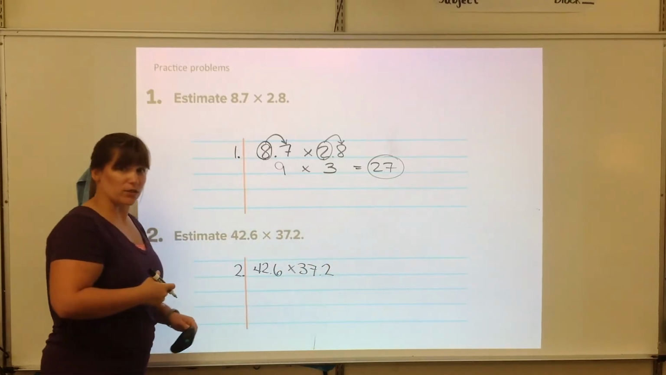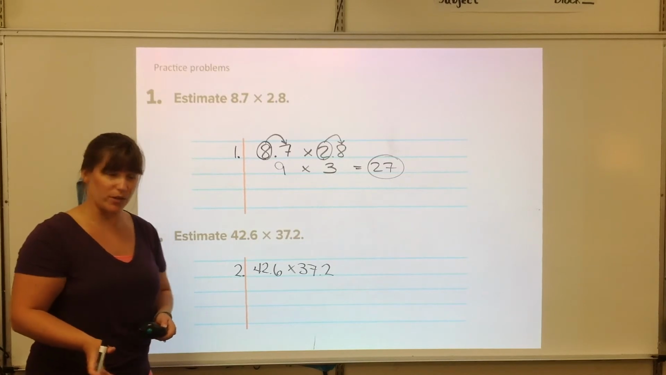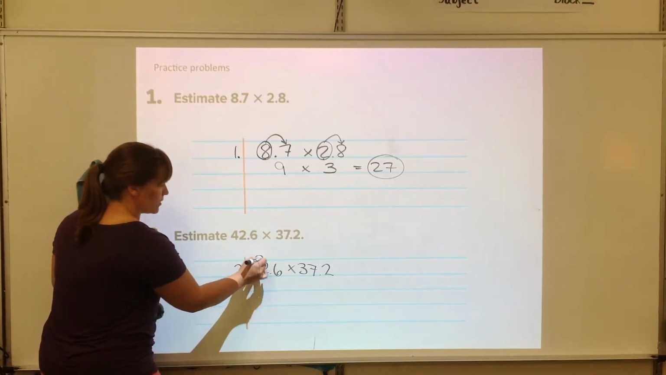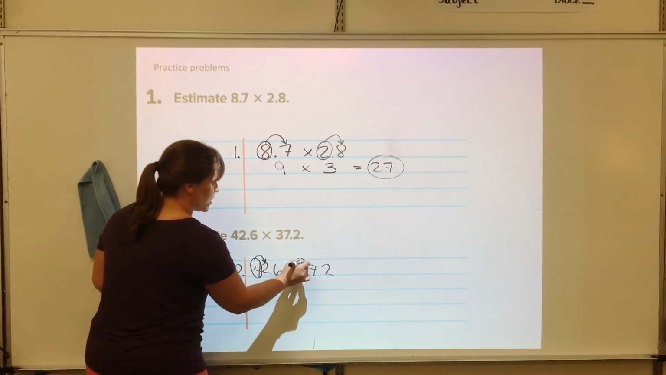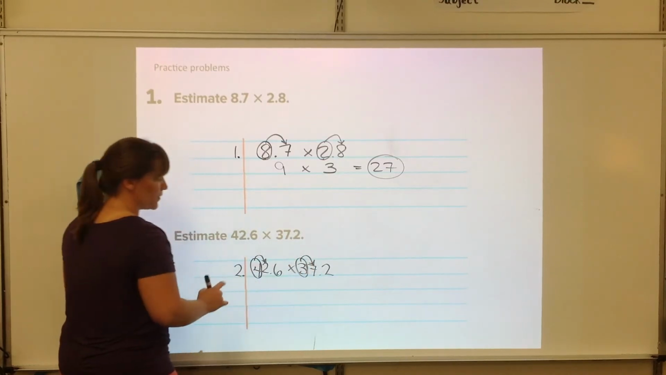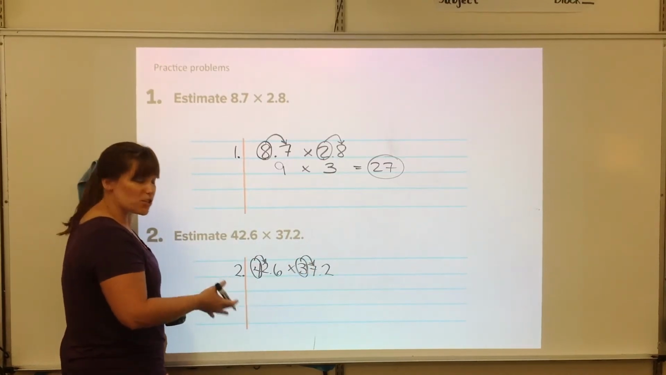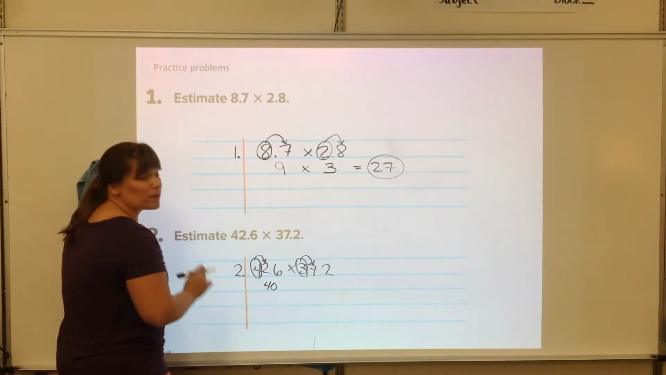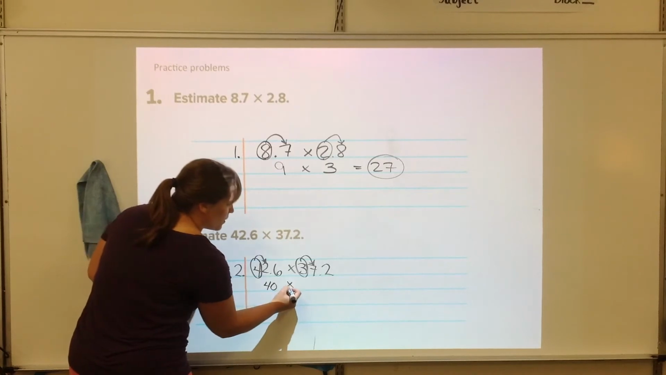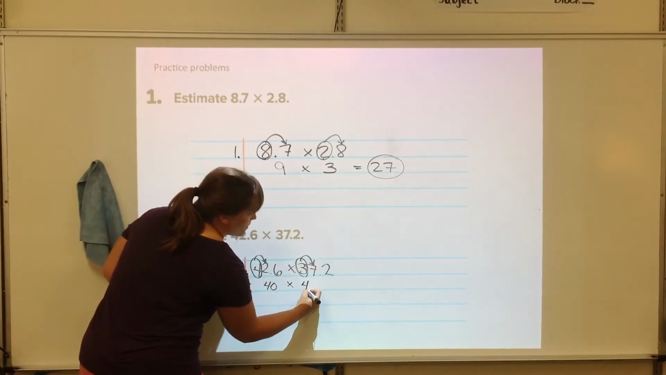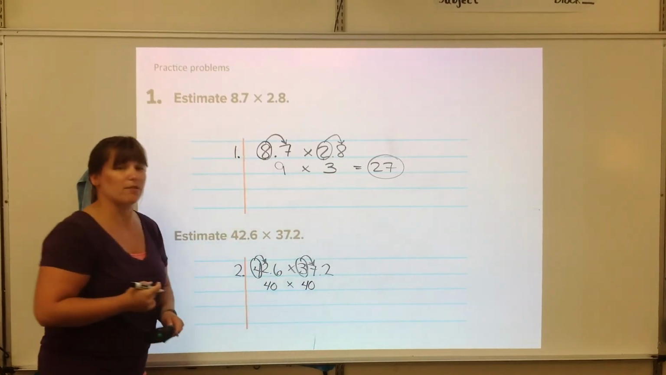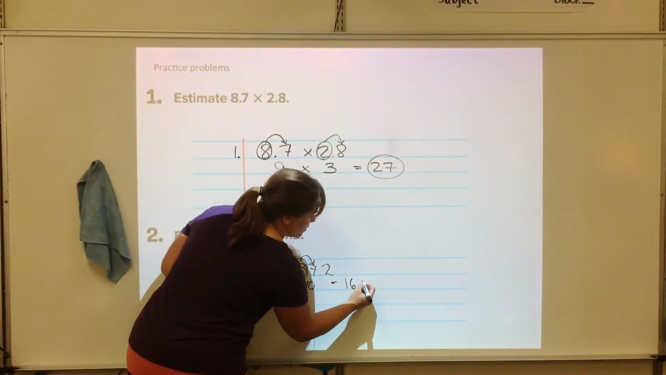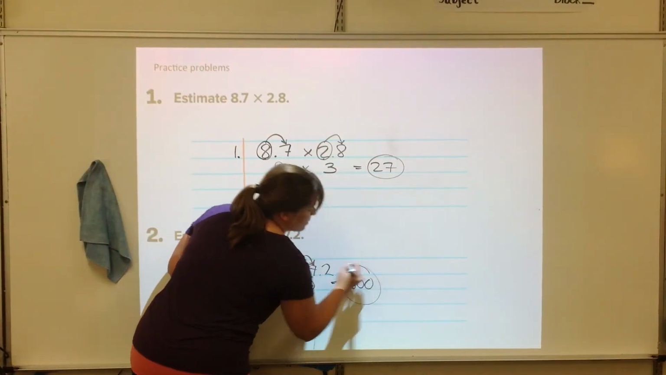And now I'm going to seek out the largest place value place, which is the tens place. So that's the number I'm looking to possibly change, the 4 and then the 3. What will tell me it's changing? I'm going to look at the 2. It's less than 4, so I'm going to stay at 40. The 7, though, is going to make me change that 37 to a 40. 40 times 40 will give me my answer of 1,600.